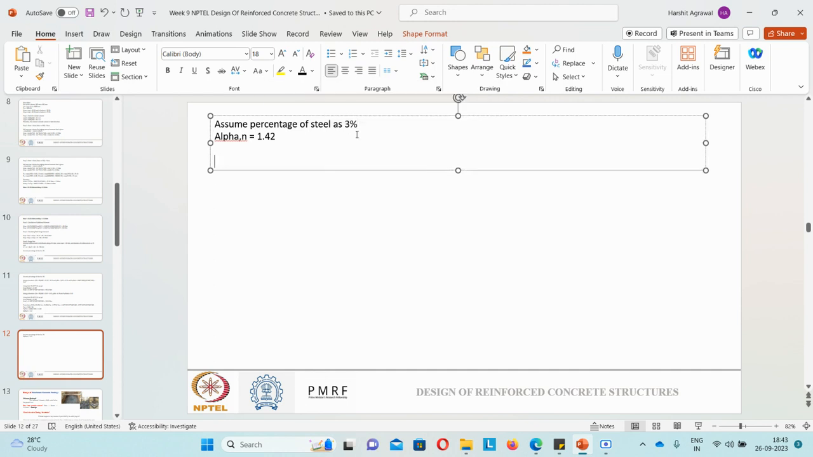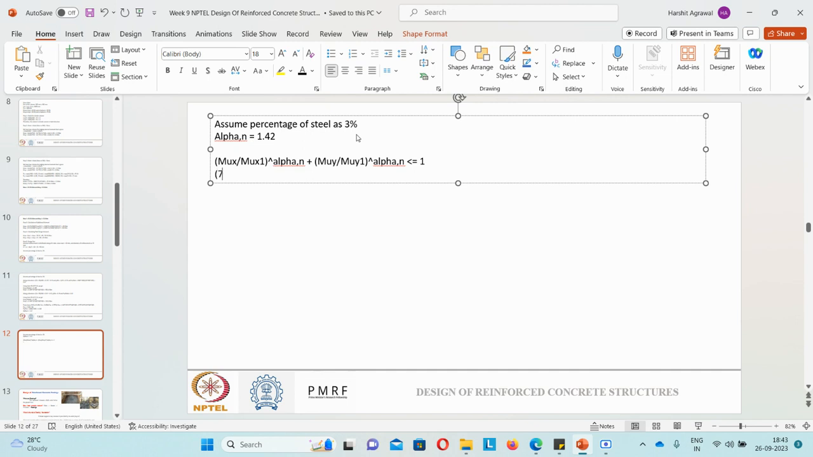So for this to be safe, as per IS 456, MUX upon MUX1 that we calculated to the power alpha n plus MUY upon MUY1 to the power alpha n should be less than or equal to 1. If this is coming out to be true, then we say our design is true.